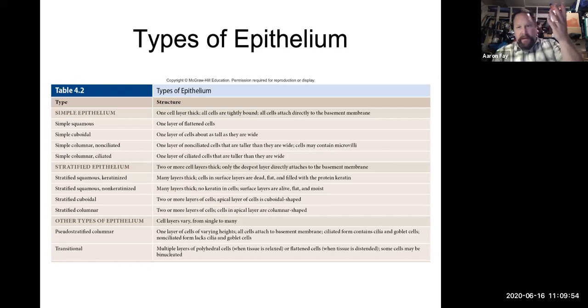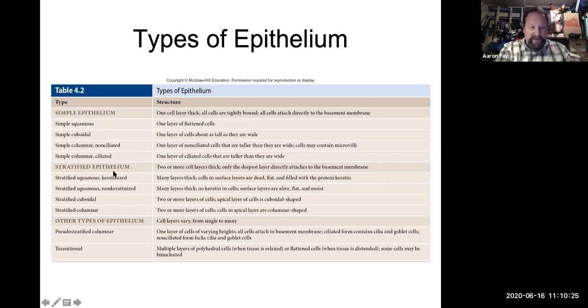So here we have a nice breakdown of the different types of epithelium. Each of the epithelium is going to be characterized by both the shape of the cell and the number of layers. So simple epithelium, this is a group that only contains one layer. Simple squamous, simple cuboidal, simple columnar, non-ciliated. So this would be one layer of columnar cells that do not have cilia. And then you have simple columnar ciliated, one layer of columnar cells that all have the wavy hair things.